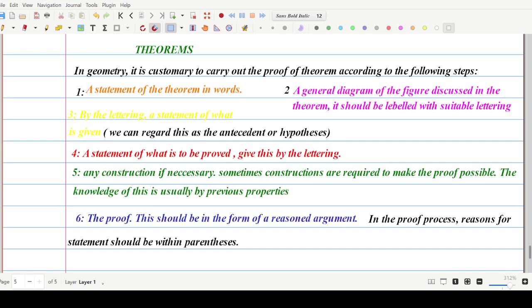All right, that should be, for example, the sum of interior angles in a triangle is 180. That is a statement of the theorem in words. Number 2, there should be a general diagram of the figure discussed in the theorem. Now, for example, the theorem I stated just now, the sum of the interior angles in a triangle is 180. What figure is talked about there? What figure is being discussed?